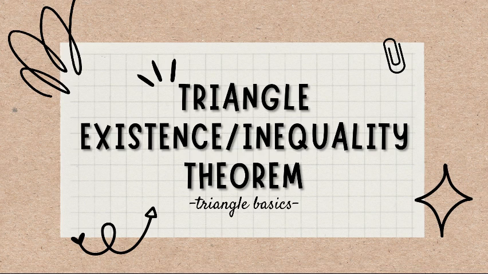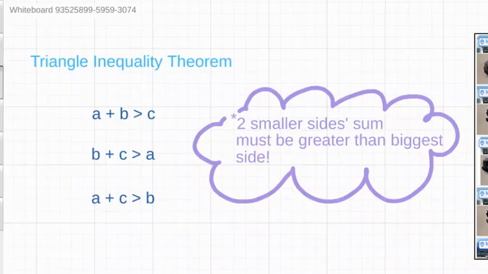Hey guys, today we're going to be talking about triangle basics, and we're going to be starting with triangle existence. The triangle inequality theorem is that a plus b must be greater than c, b plus c must be greater than a, or a plus c must be greater than b. A shortcut for that is the two smaller sides' sum must be greater than the biggest side.